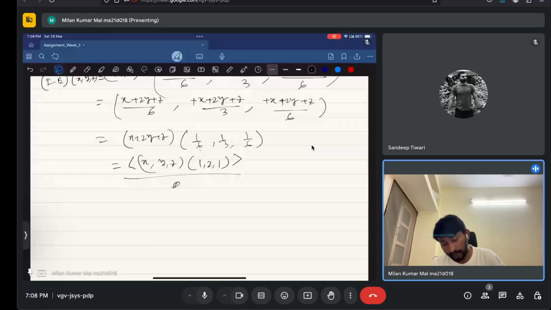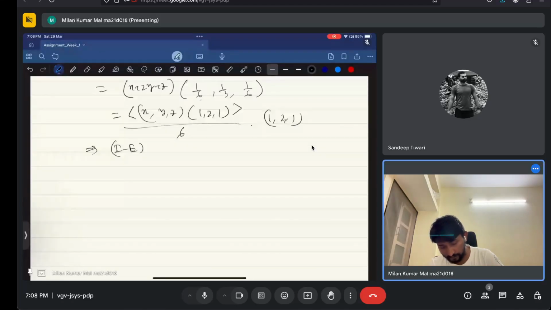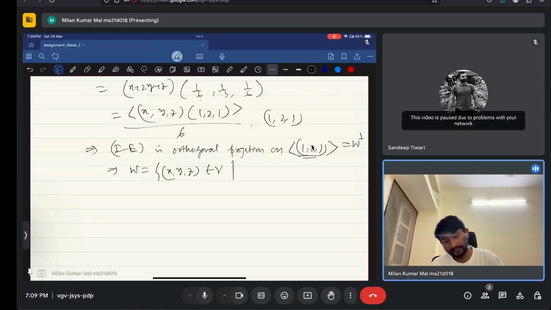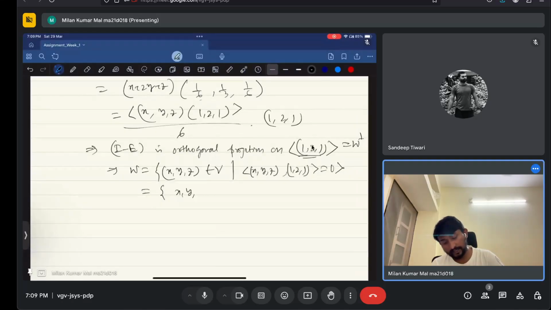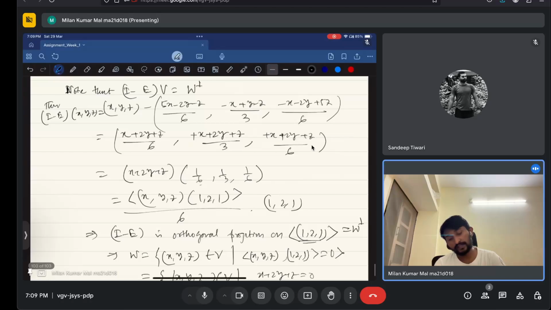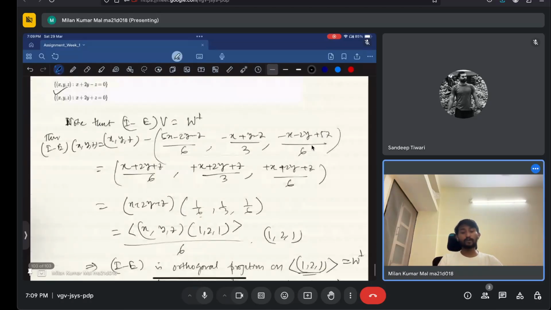So therefore I minus E is the orthogonal projection on the space spanned by 1, 2, 1, and that is equal to W perp. Therefore, W equals all those vectors x, y, z in V such that the inner product of x, y, z with 1, 2, 1 is 0. That is, all x, y, z in V such that x plus 2y plus z equals 0. This will be 0 if and only if x plus 2y plus z equals 0, right?